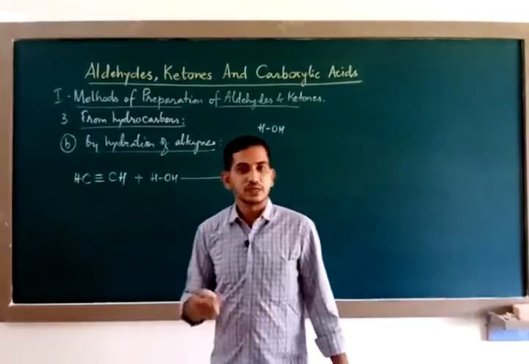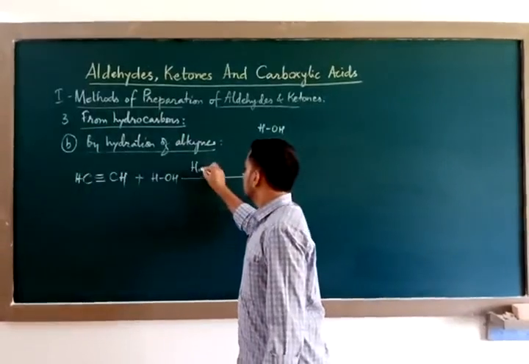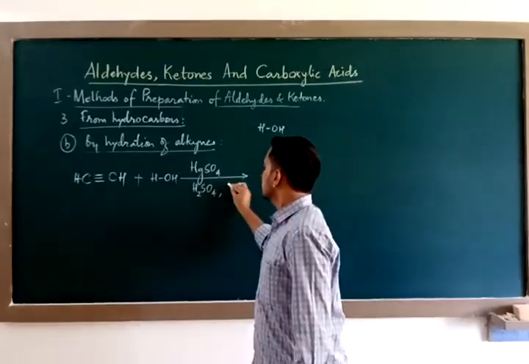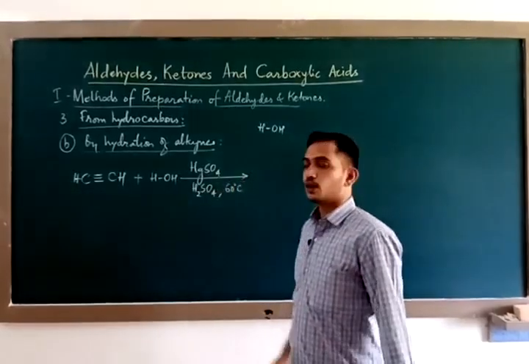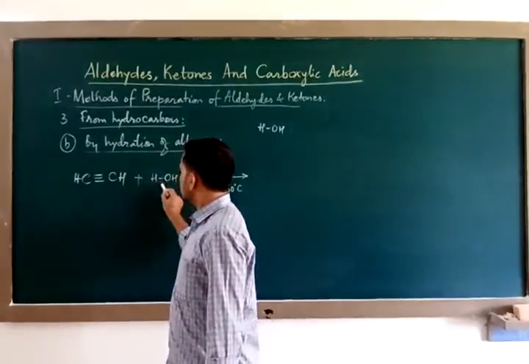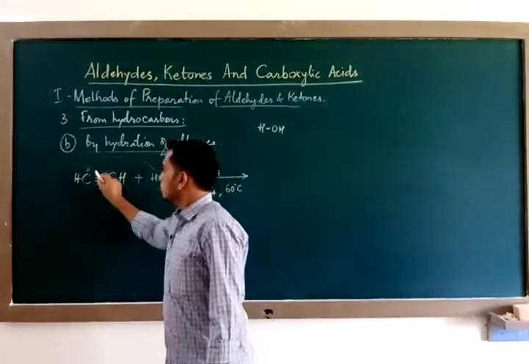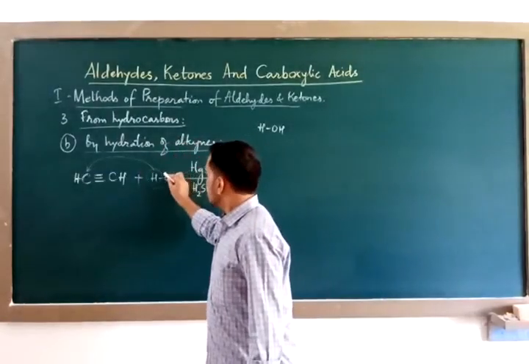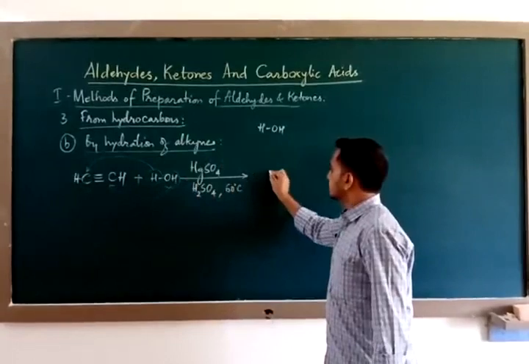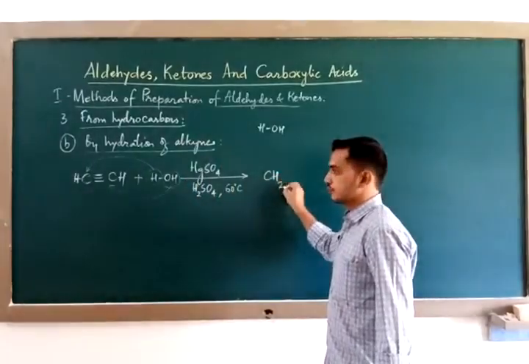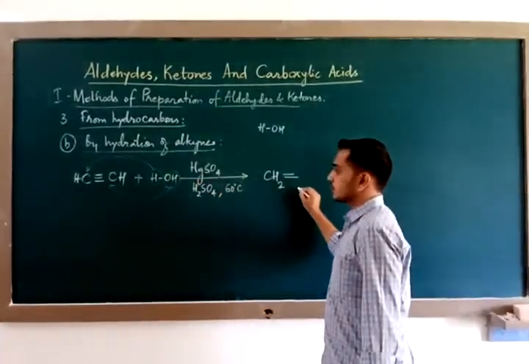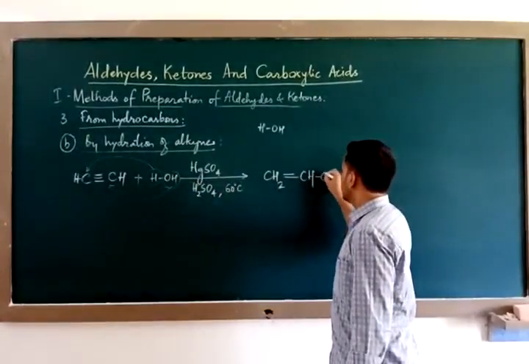Remember, for hydration you need some reagents. These are mercury sulfate in presence of sulfuric acid at a temperature of about 60 degrees Celsius. Under all these conditions, water can be added to alkynes. How is it added? One hydrogen of water is added to one carbon of alkyne. The remaining hydroxyl part is attached to the other carbon. So you will have CH2, because one hydrogen is added to the first carbon. Instead of triple bond, it will now become double bond. CH as it is and OH.